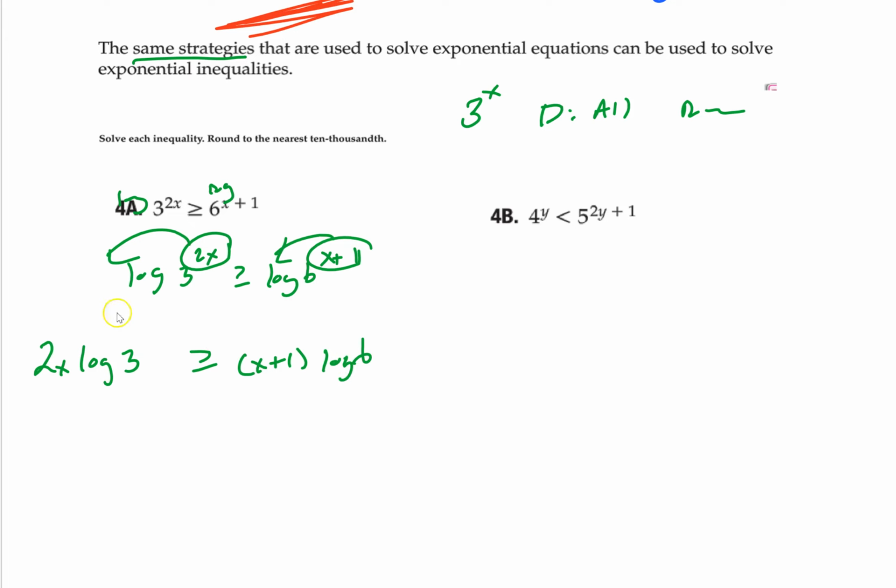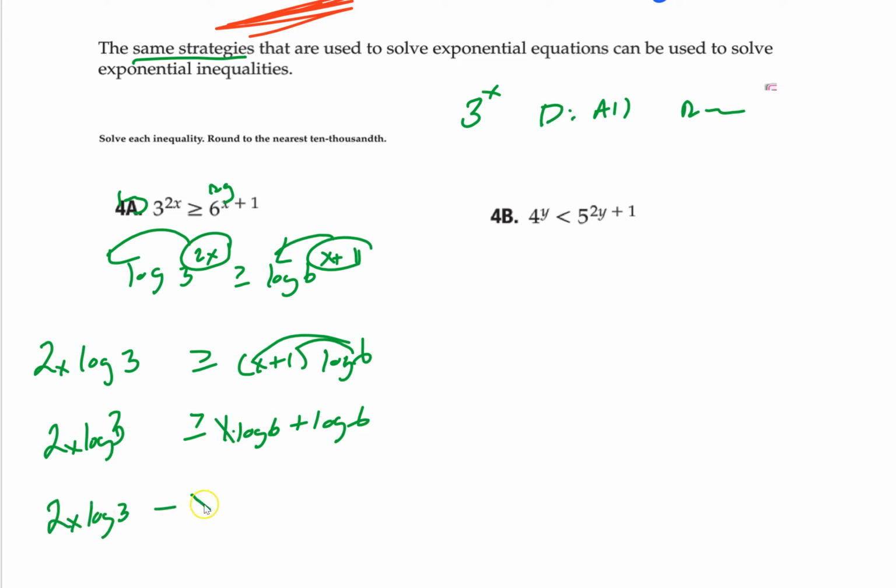Now we just did one like this. How do we solve it? Well, you could either put this in your calculator and get decimals and work with decimals, or you just do the math on it. x log 6 plus log 6, 2x log 3. And then, I have all this stuff here. Since you have two variables, you want to get the x's on the same side. 2x log 3 minus x log 6, subtracted this from both sides, is going to equal log 6. Factor out the x, that's the key here. So you get x times 2 log 3 minus log 6 is greater than log 6.